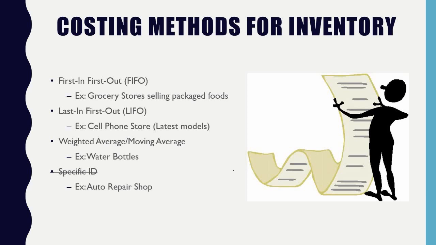Generally, your last batches are typically going to sell out first, okay? So in this case, a great example is a cell phone store. Usually the latest models, when you put them out in the market, are going to be sold out first, especially because we live in a society where the latest and the greatest is usually the best thing that you want.